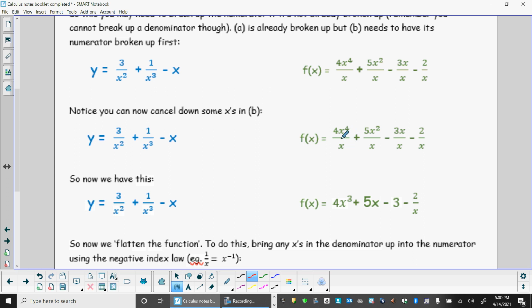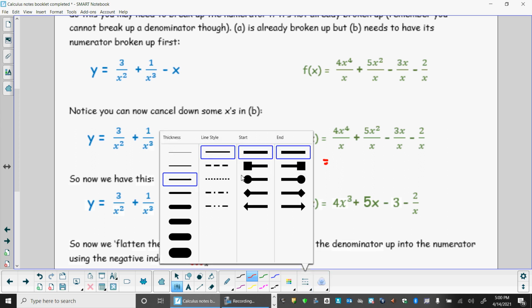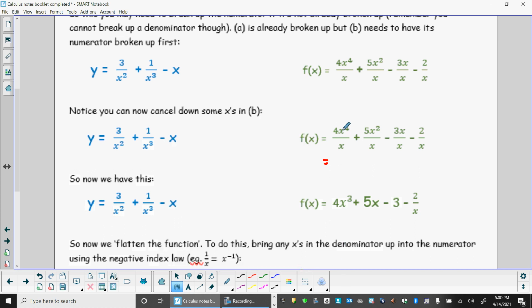So that'll give you, if you cancel down here and here, I just want to make it thinner so it's not so blobby. X to the 4 over x cancels down to give you 4x cubed. Then this x squared over x cancels down to give you just x, so plus 5x. This x over x cancels down completely, so you just end up with minus 3. And this one, you can't cancel anything down, so just rewrite it as 2 over x.